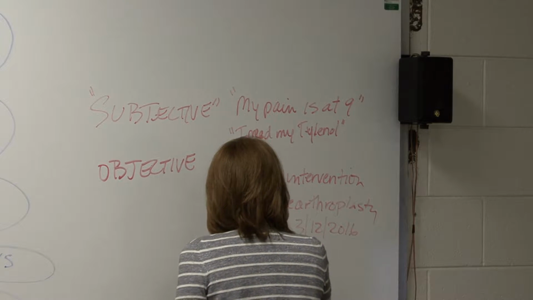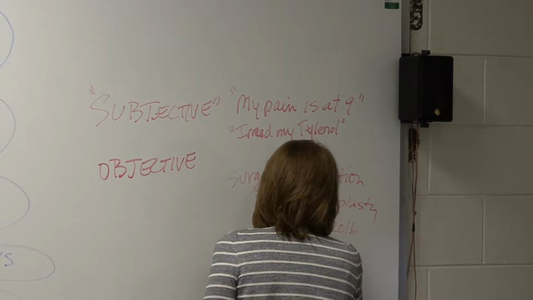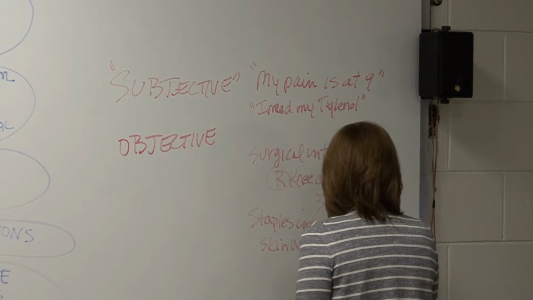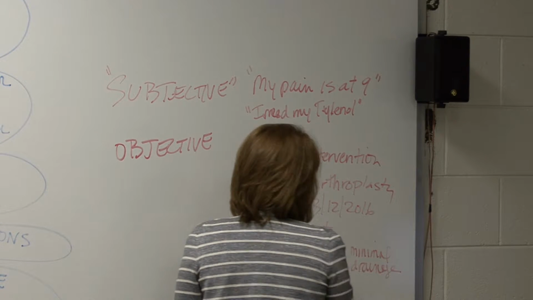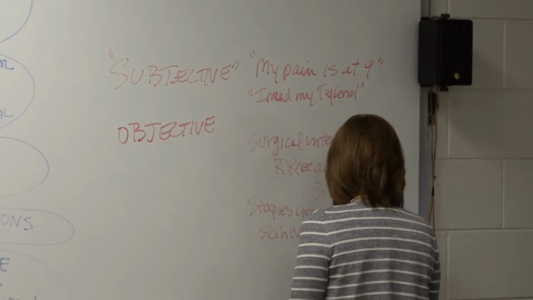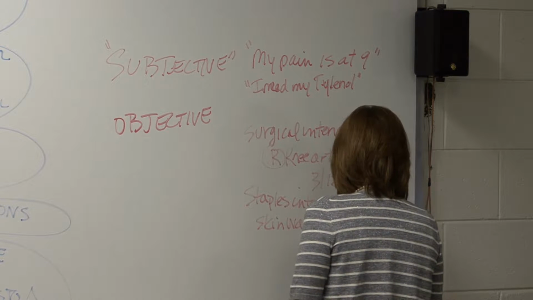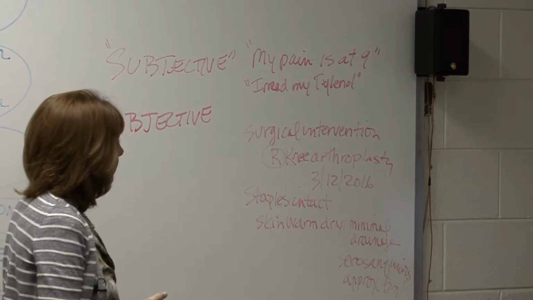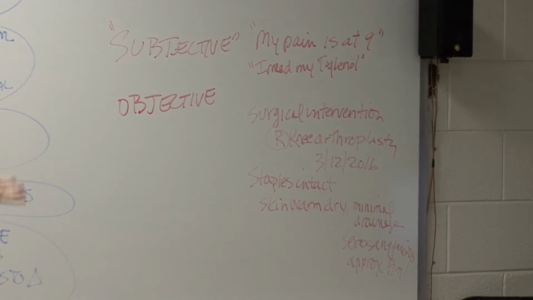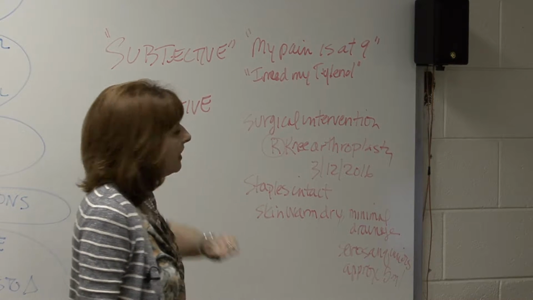Staples intact. Skin warm, dry, minimal drainage. And if I'm going to talk about drainage, we'll say that it is serosanguinous, approximately 5 mLs. Okay. So, I've told you that the patient's a post-op knee. Staples are intact, skin's warm and dry, minimal drainage, serosanguinous, about 5 mLs. Patient's telling me that the pain scale is a 9 and I need my Tylenol.